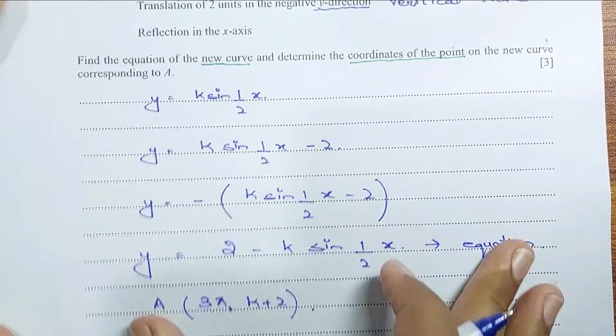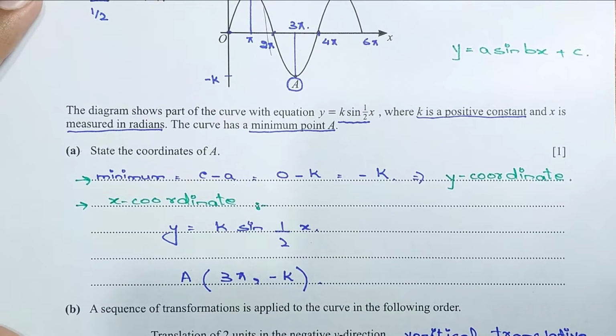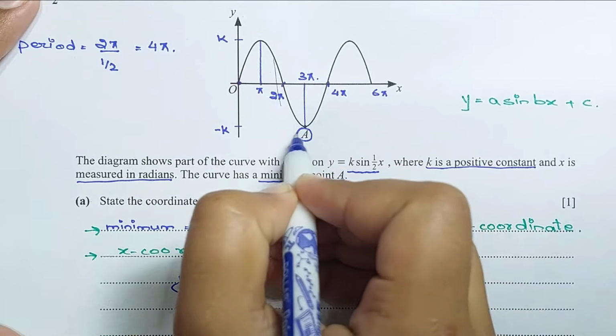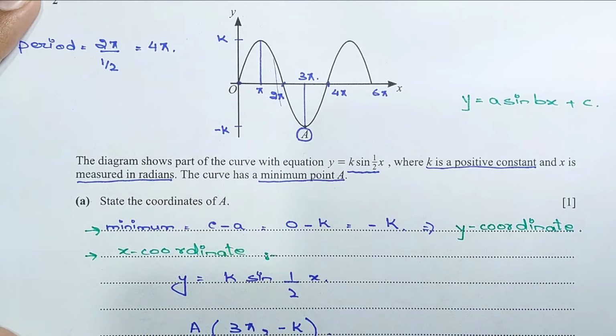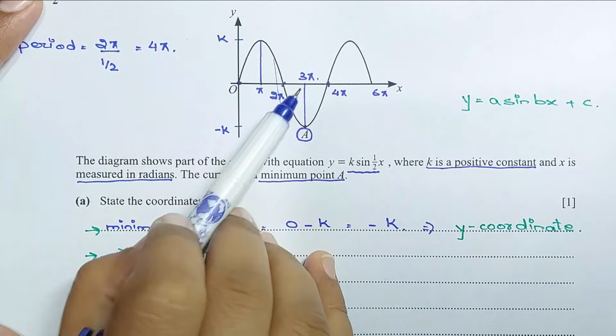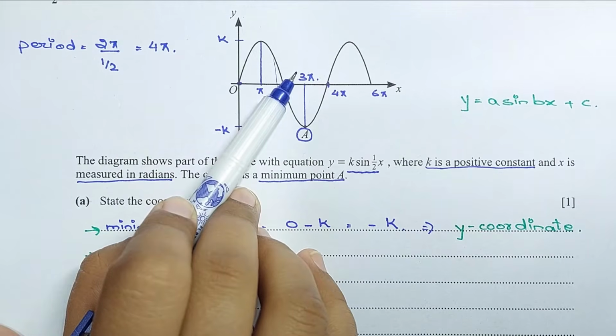Let me explain one more time. Since we are just dealing with the vertical translation and the reflection in x-axis, whenever we have a reflection in x-axis, the y value's sign switches. And when we have a vertical translation, the y value changes. It means the x stays the same. So the x coordinate 3 pi stays the same, right?